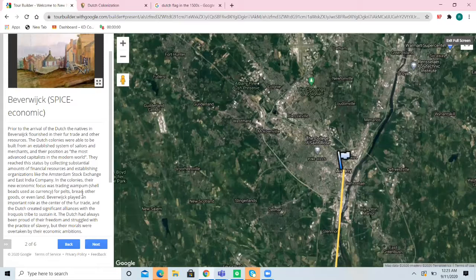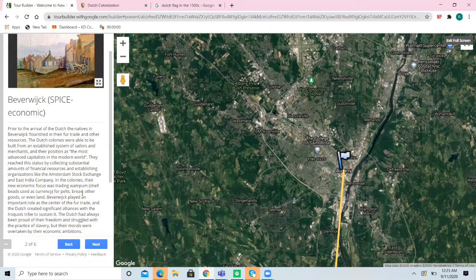I'm Emily Nekui. Beverwijck is what is now present-day Albany. Prior to colonizing, the Dutch were proficient in a system of merchants and sailors. But when they colonized, they switched their focus to trading with the natives, especially the Iroquois tribe. They used wampum, which are shell beads, as currency to trade for pelts and other goods and land. Their relation with the Iroquois tribe helped to maintain Beverwijck as the center of the fur trade.